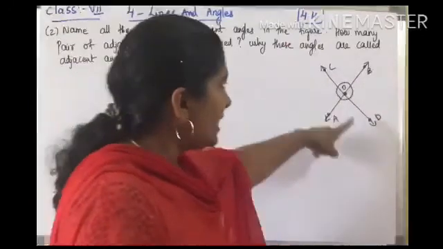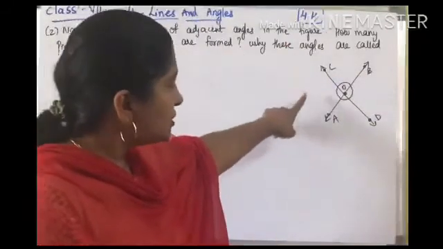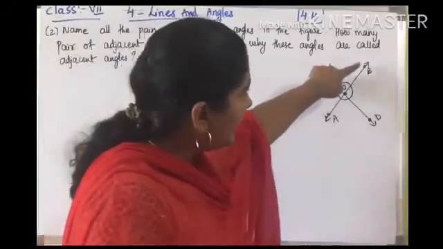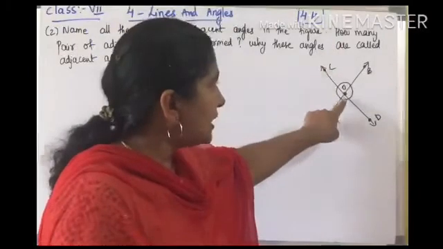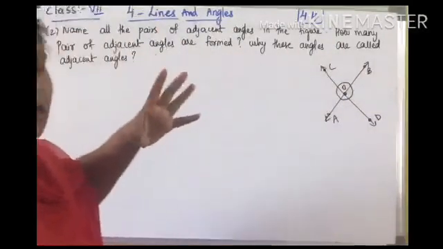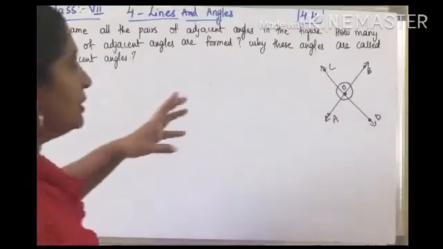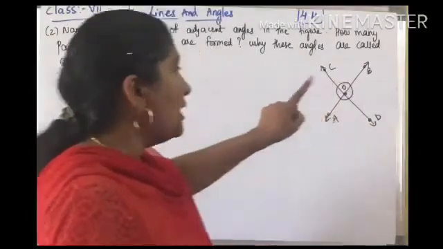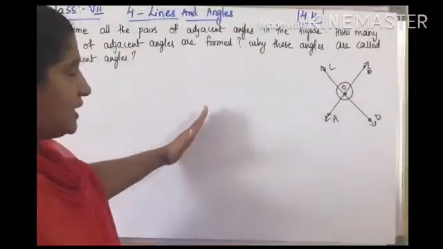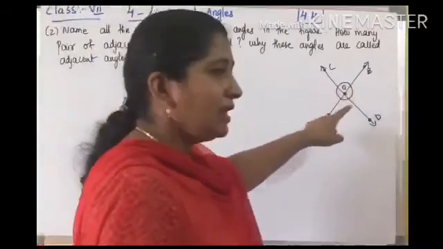Here the two lines are intersecting each other. What are the two lines here? Line AB and line CD are intersecting. Intersecting means what? It is meeting. At what point? At O. Right? Now when the two lines intersect each other, four angles are formed.